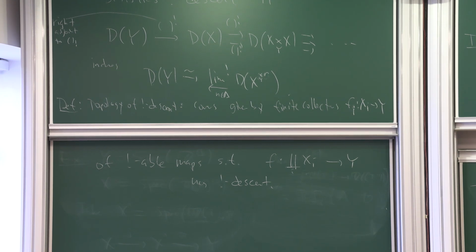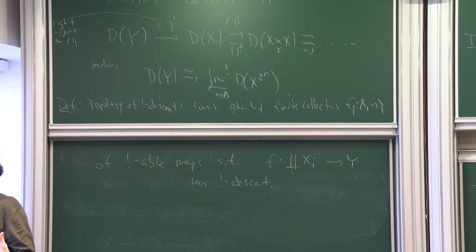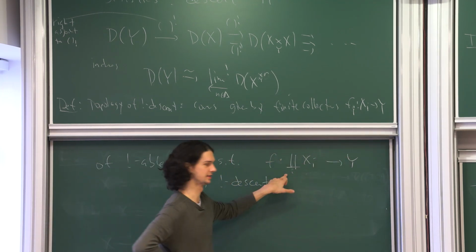Yes. So you take the generated topology. So I could say a sieve is covering if it contains finitely many shrinkable maps satisfying this condition.